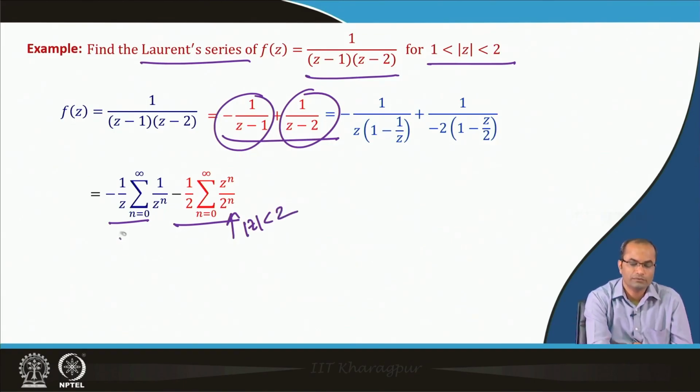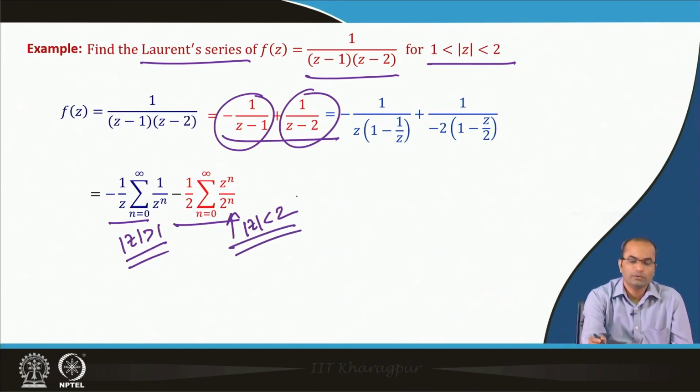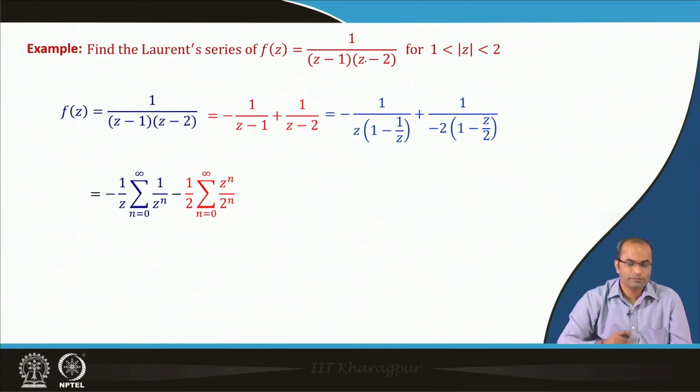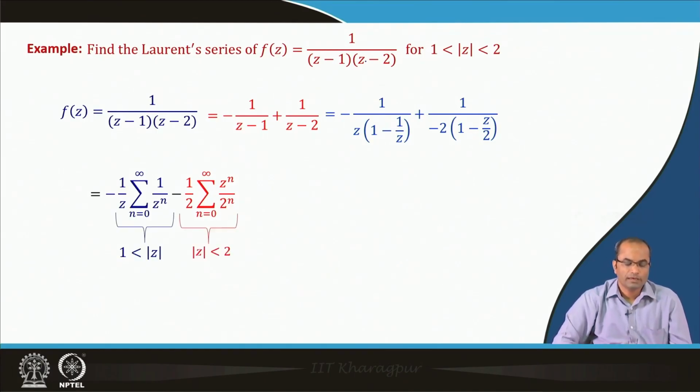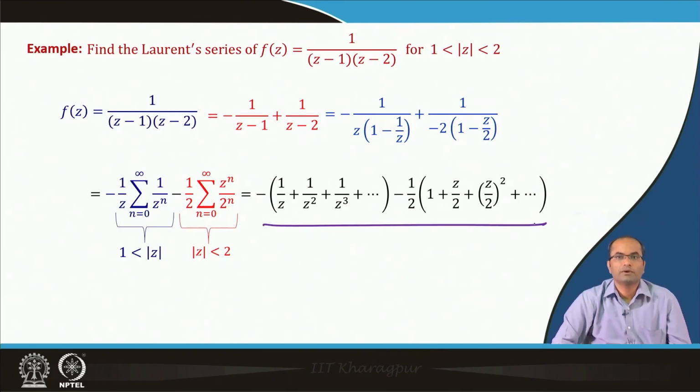So, this is valid for mod z greater than 1, and this is mod z less than 2. So, as a whole we have this validity, mod z between 1 and 2. This is exactly the previous example which we have seen, and we have this expansion containing positive and negative powers because of the annulus.